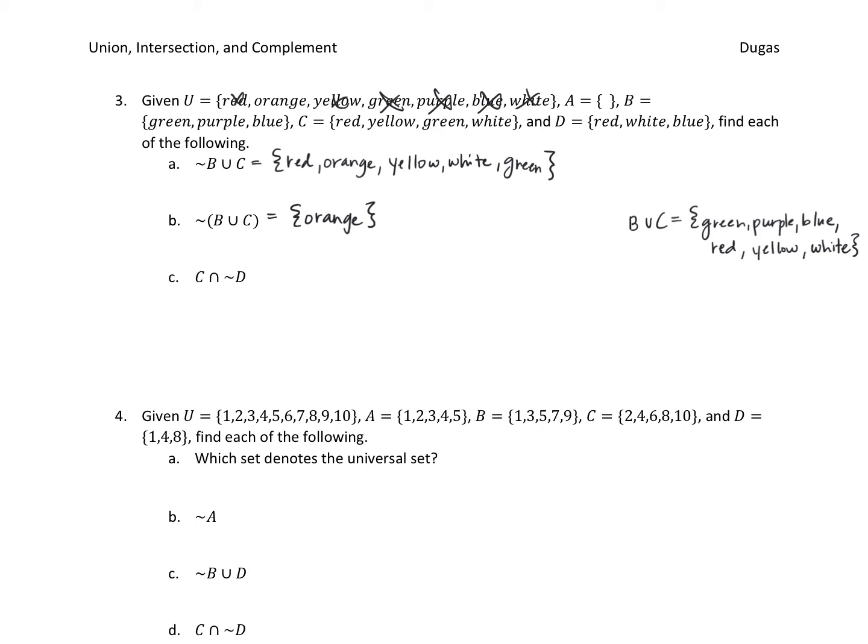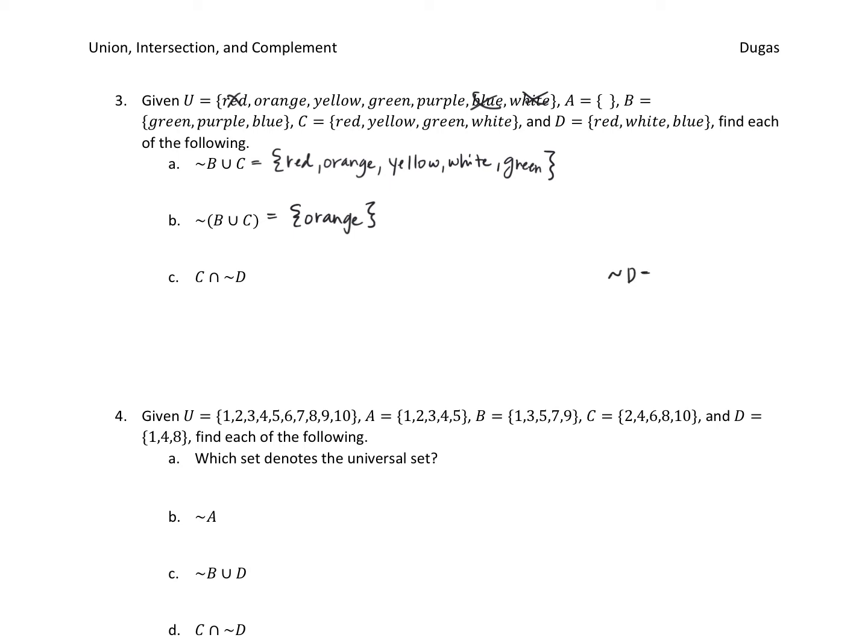Okay, so now we're left with this last one for the colors, and then we'll move on to sets of numbers. So this is C intersect not D. So C intersect the complement of D. So let's go through, and we already know what C is, but we don't know what the complement of D is. So let's find that first. So D is red, white, and blue. So I'm going to cross those out of the universal set and see what's left.